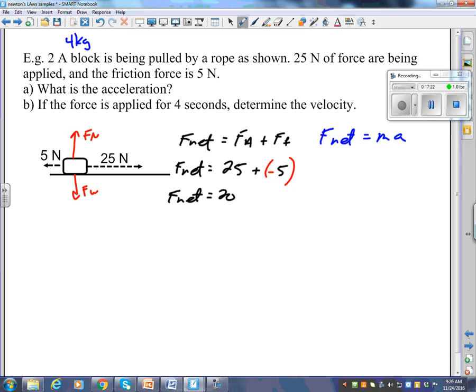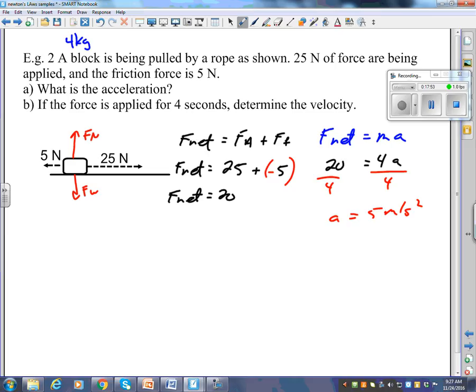F net is equal to 20. Now that 20 goes over here, right? You see how things all line up nice? The mass is 4, and I conveniently picked 4 because I can do 20 divided by 4 in my head. You've got to be able to solve that without even thinking about the process.